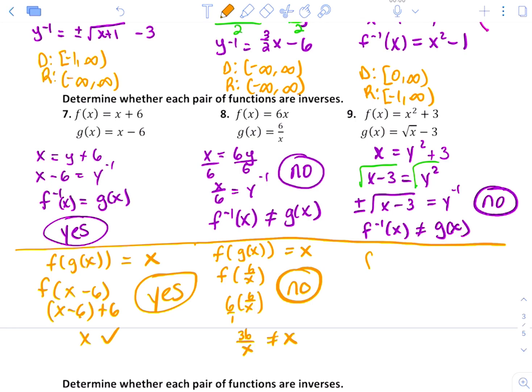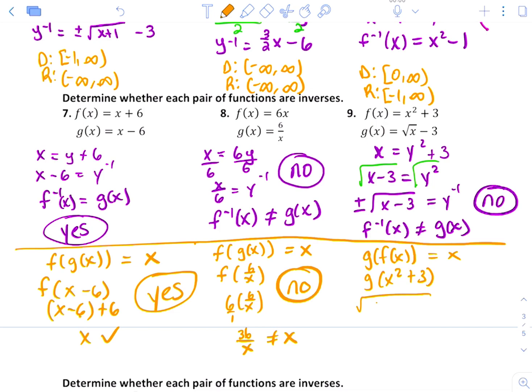On this one, I'm actually going to do it the reverse. So g of f of x. Now again, that does not matter, and it does need to be equal to the x. So I'm doing g of x squared plus 3. So that means that I'm doing the square root of x squared plus 3, and then minus 3. Now there is absolutely no way to simplify this any further. So this definitely does not equal x. So this is also a no.